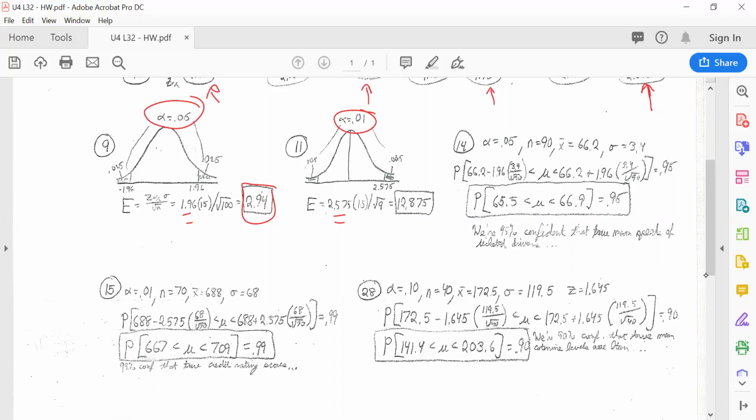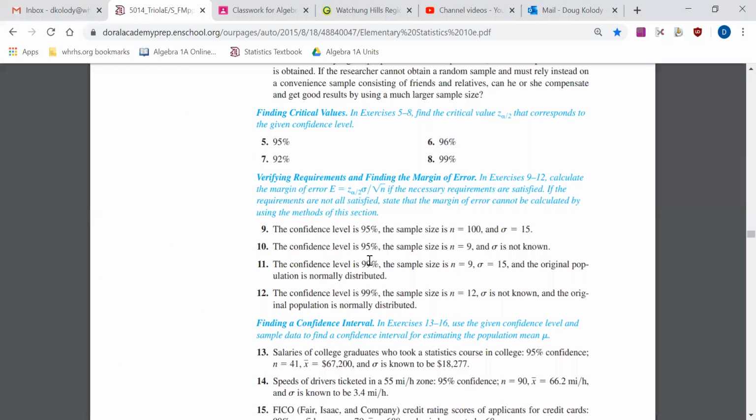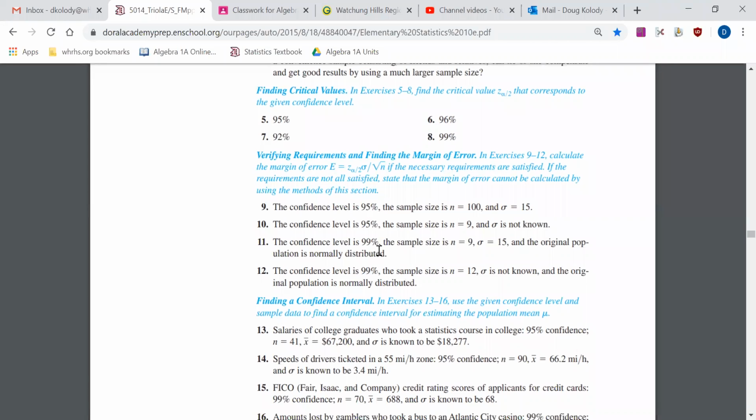The reason why we're able to do this is because it said in number 11 the population was normally distributed. I'll get back to that. You get 12.875. Just for confirmation, this is what I'm talking about right here. So number 11, and it says the population in number 11 is normally distributed. Remember, the central limit theorem states that the sample sizes have to be greater than 30 unless the population is already normally distributed. Okay, so the central limit theorem can be used.